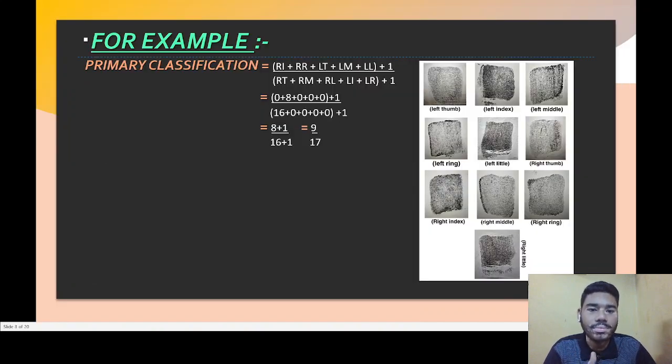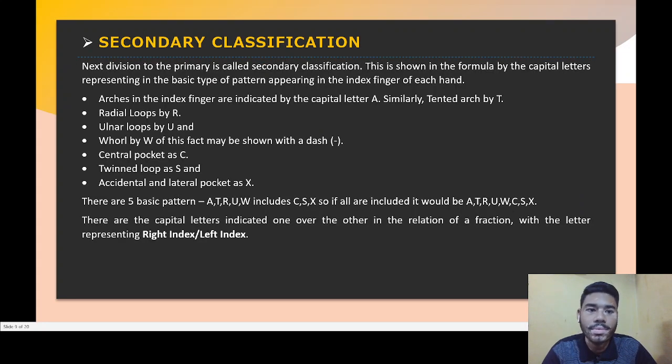For example, primary classification is here. In this, the right thumb and right ring finger have whorl patterns, so they are numerical and the base value is given. After calculating all the numbers, the result is 9/70.